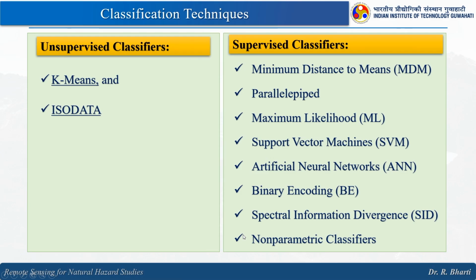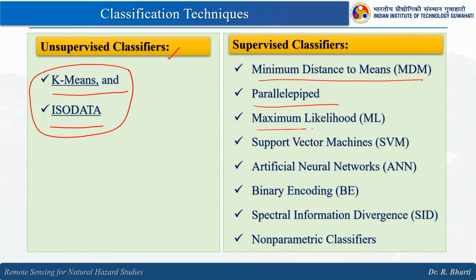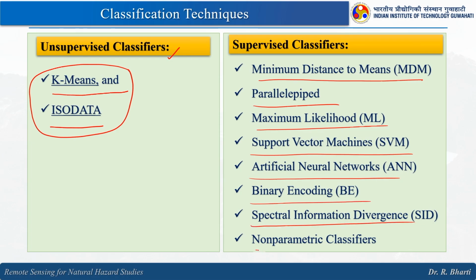So, when we talk about the classification techniques, the supervised and unsupervised classifiers. Here you can see in unsupervised classification, there are two methods which are globally used. First one is k-means and another one is ISODATA. In supervised classification, minimum distance to mean, parallelepiped, maximum likelihood, support vector machine, artificial neural network, binary encoding, spectral information divergence, non-parametric classifiers. This list is very long, right.